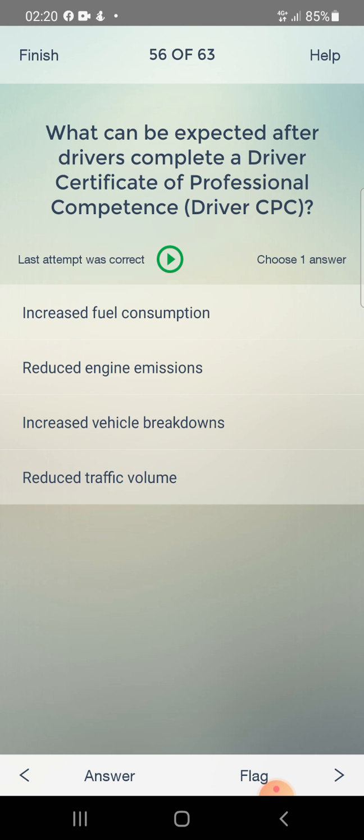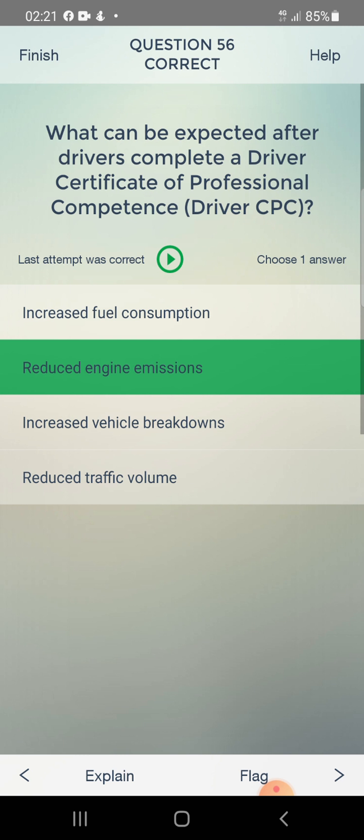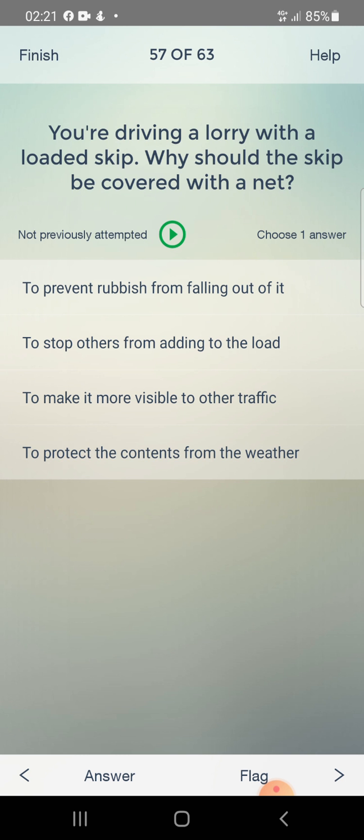What can be expected after drivers complete a driver certificate of professional competence? Increase fuel consumption, reduce engine emission, increase vehicle breakdown, reduce traffic volume. Reduced engine emissions.